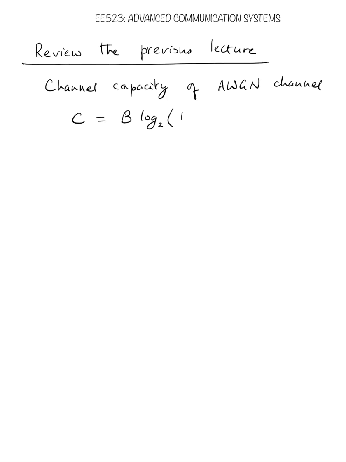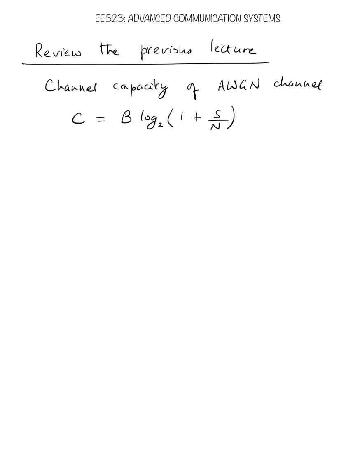We talked about the channel capacity of an additive white Gaussian noise channel. Okay, and what is the capacity? It is denoted by the letter C, and for an AWGN channel it is defined as C equals B logarithm to the base 2 of 1 plus signal to noise ratio. So that's the capacity of the channel.